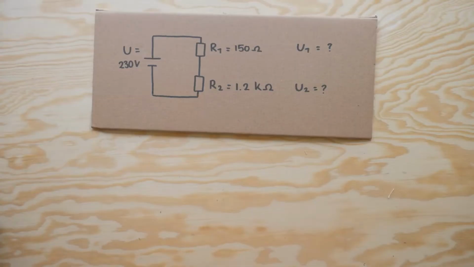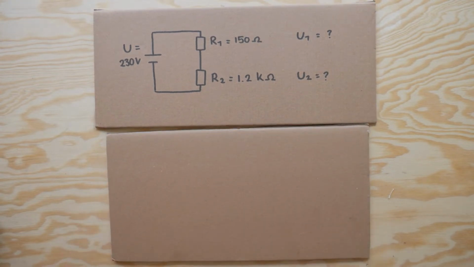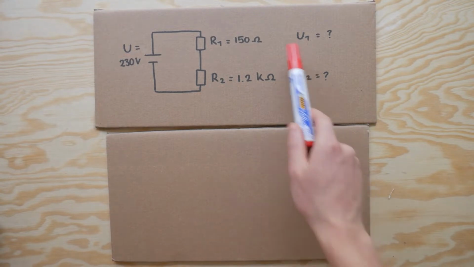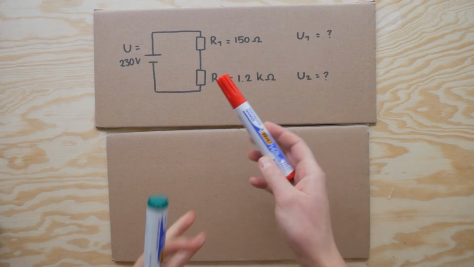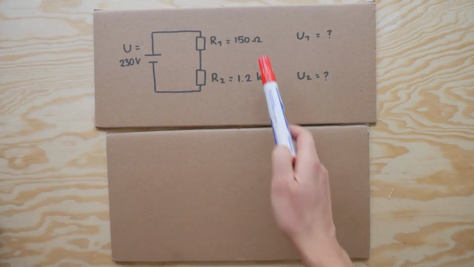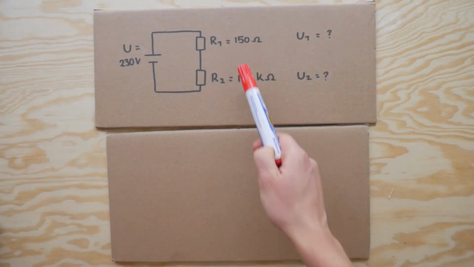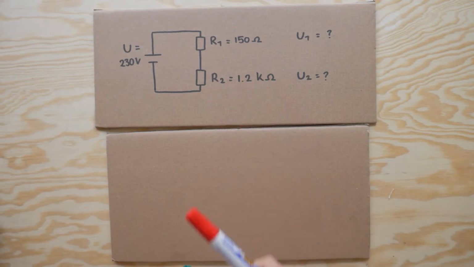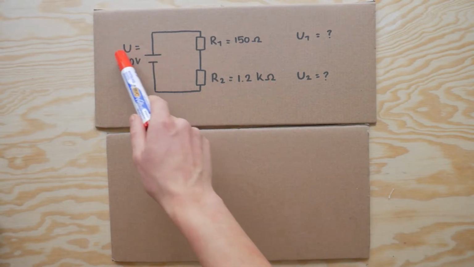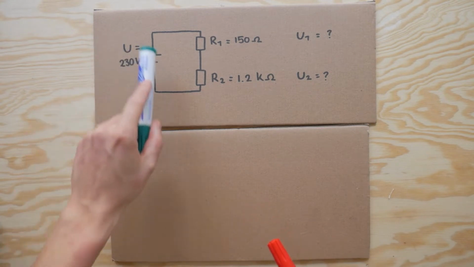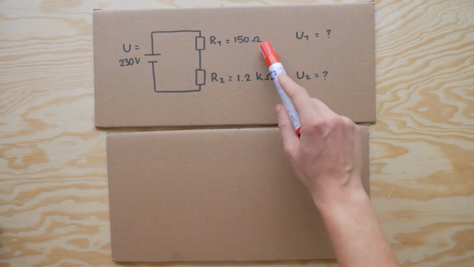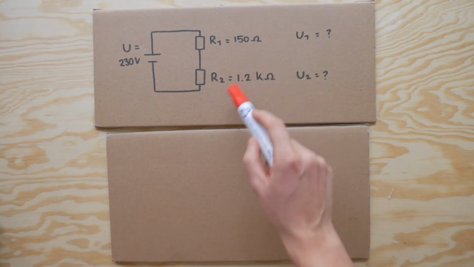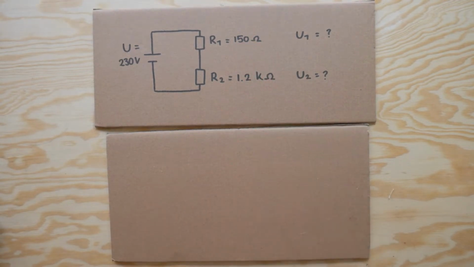So, how does one go about this? And I hope you got a good answer, but I'll show you. If we have this question here, we need to figure out how much of the percentages, if you will, go towards the 150 and to the 1.2 kilo ohm. Now we have 230 volts in total, but let's just ignore that for a little bit. We just want to know how big the part of 150 is and 1.2 kilo ohm.